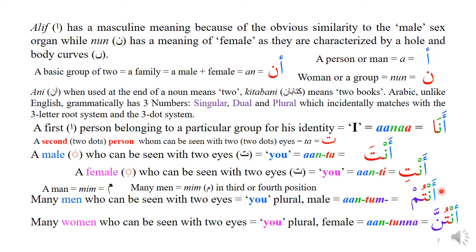So it makes sense that antum would mean you, but in the plural sense, you all, right? And similarly, antunna would mean many female, right? Antunna would mean many females. So you can see here noon has plural feminine meaning.